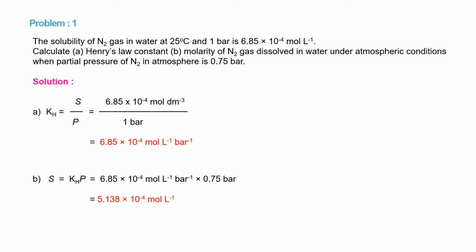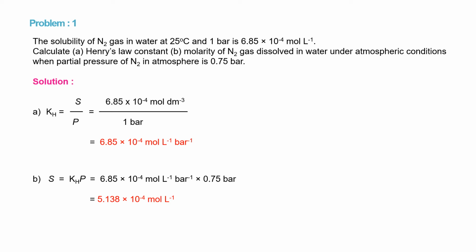So now we start with problem number 1, which is based on Henry's law. So what exactly is Henry's law? Henry's law states that the solubility of a gas is directly proportional to its pressure. In this case, solubility is represented by S, P is the pressure of the gas in bar, and KH is the proportionality constant, which is called Henry's constant.